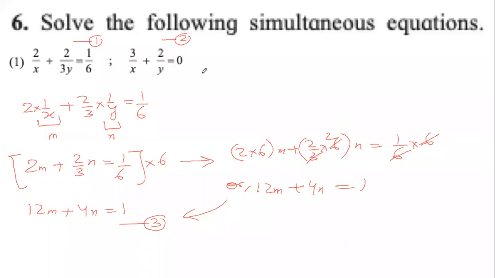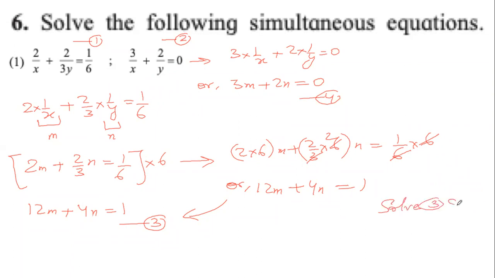Now for equation number 2, we can say that this is 3 into 1 by x plus 2 into 1 by y equals 0, and using the same substitution we can say 3m plus 2n equals 0. Instead of solving 1 and 2, first we will solve equations 3 and 4.